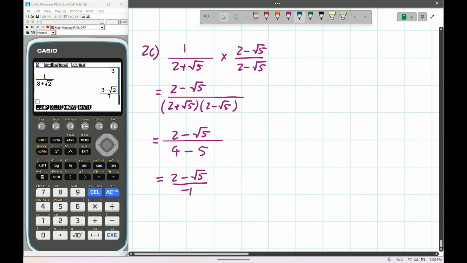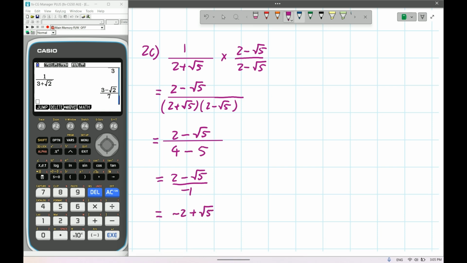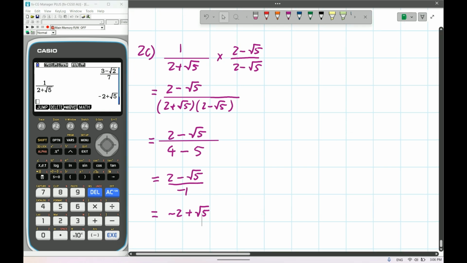And if you want to be really complicated, you can rewrite this as negative 2 plus root 5. The minus 1 on the bottom will flip all the terms into their opposite signs on the numerator. Cool. And so just to confirm, we're just going to check this on my calculator just to see if I've done this correctly. 2 plus root 5. Yep, cool, wonderful. All right, let's have a look at question 2D.